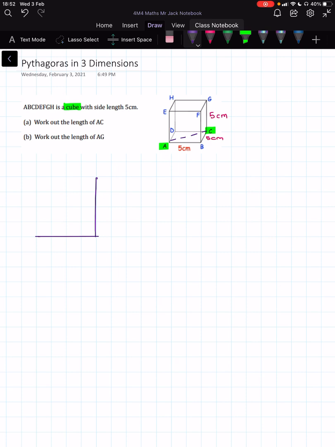Same process as I used before. I'm drawing a sketch here. Now, apologies, whenever I draw a diagonal line on the iPad, it goes slightly wavy. I haven't worked out why that is. I just know that it's true. So this side here is 5 centimeters. Now, if I copy across the letters from the diagram, this is A, this is B, and this is C. That corresponds exactly to the triangle that I've drawn.